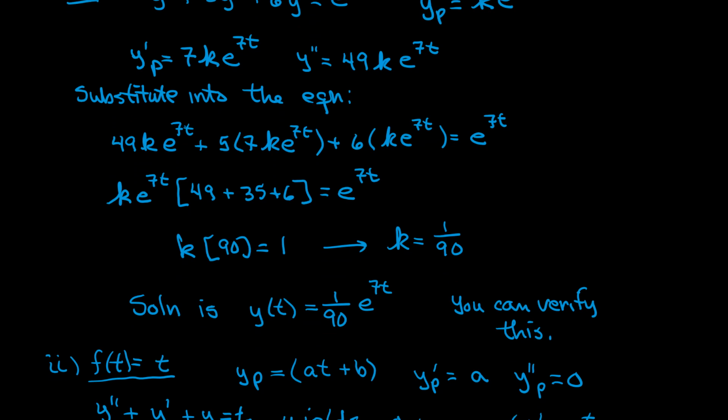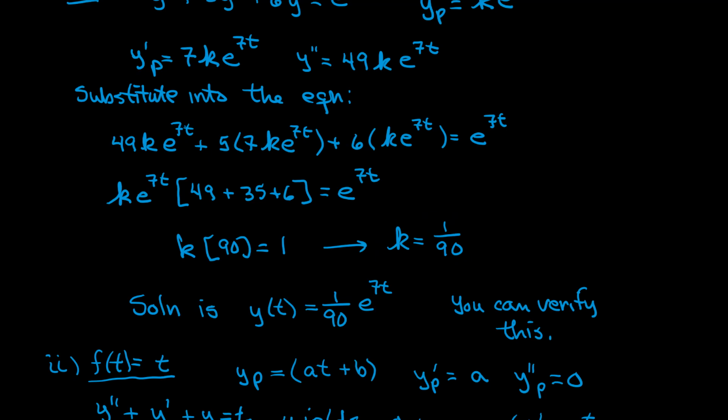and it'll give us, when we add these and when we divide by e to the 7t, which is perfectly fine because e to the 7t is never 0, this is going to give us k times 90 equals 1. It gives us the value for our constant in this particular application is 1 over 90. We can then use that to adjust our proposed solution to be y equals 1 over 90 e to the 7t.